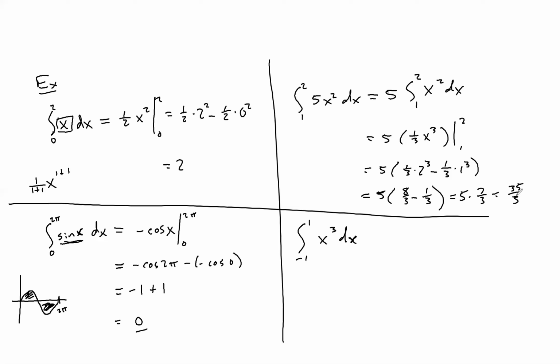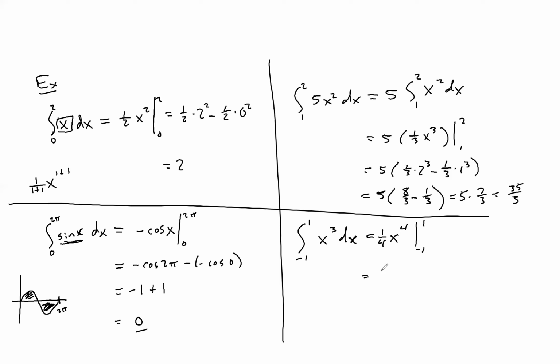The antiderivative of x cubed is again just your backwards power rule. You add 1 to your exponent, so you'd have x to the 4th. And then you have to divide by that number, so 1/4 x to the 4th. And we want to evaluate this from -1 to 1.